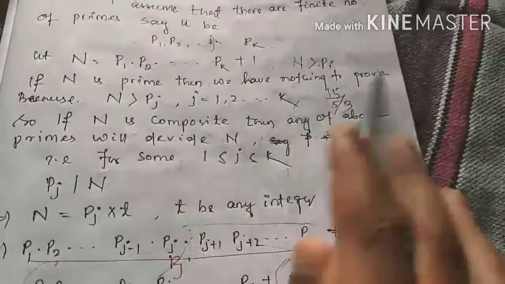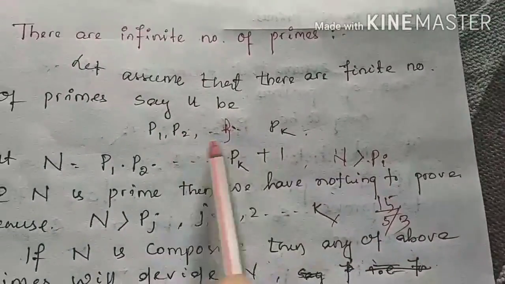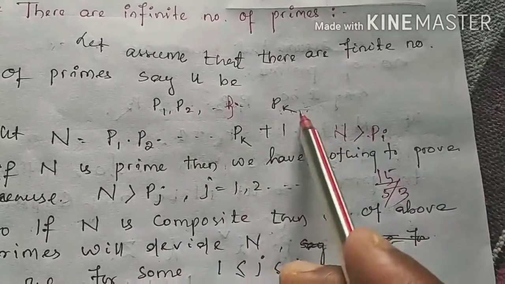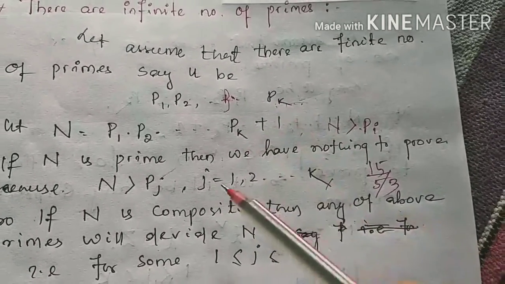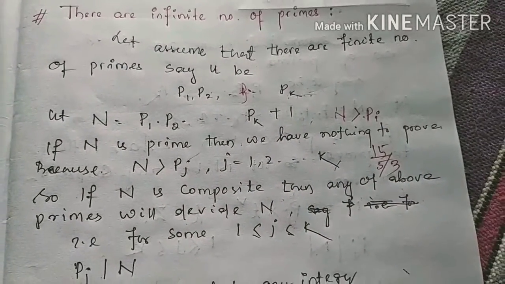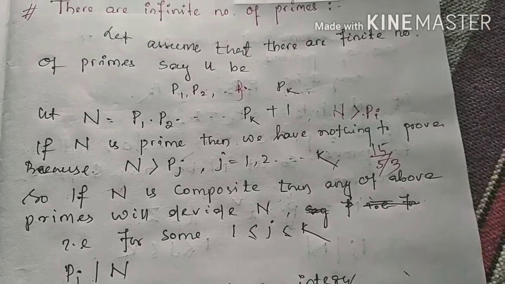n is greater than all of these, up to pk, and is prime also. So there are an infinite number of primes, because it contradicts our assumption.